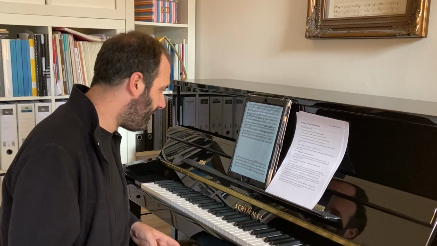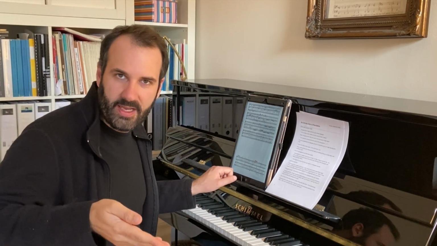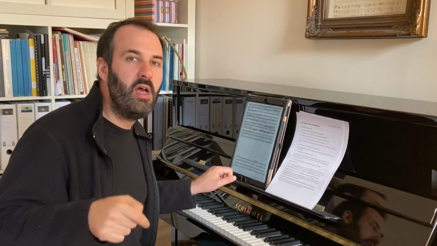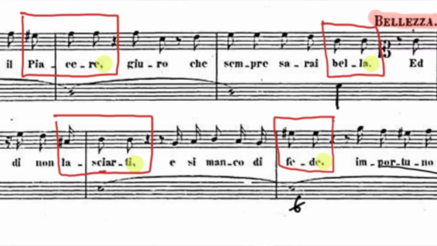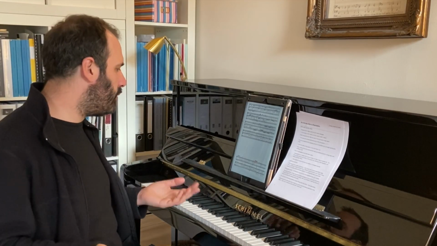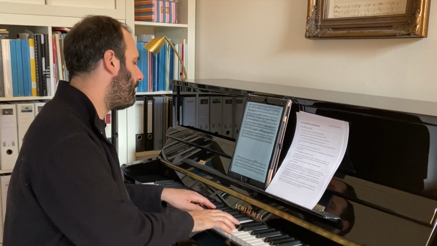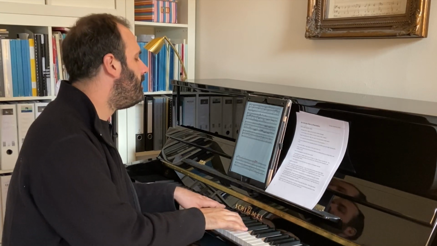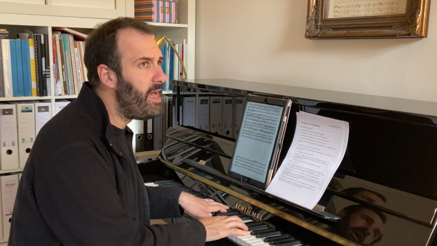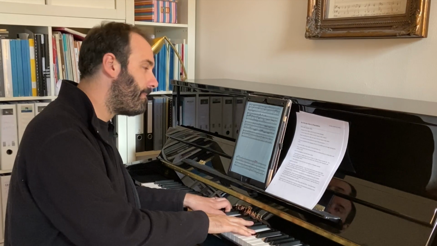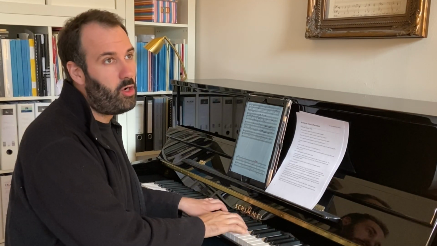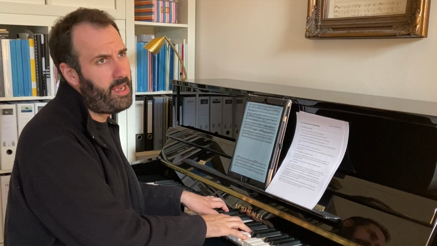Period, full stop. At the ends of these phrases, where the comma and period fall, we have words that have two syllables on the same note, piacere and bella. Those are great places to put an appoggiatura. Io che sono il piacere. Pretty nice. Io che sono il piacere.